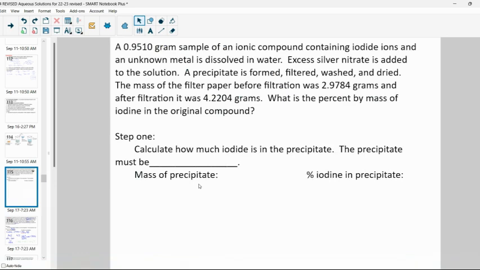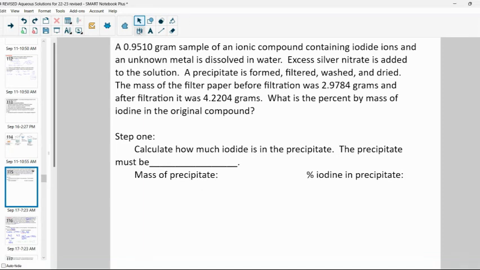A 0.9510 gram sample of an ionic compound containing iodide ions and an unknown metal is dissolved in water. Excess silver nitrate is added to the solution. A precipitate is formed, filtered, washed, and dried. The mass of the filter paper before was that, and the mass after was that. What is the percent by mass of iodine in the original compound? It seems overwhelming, but let's break it down step by step. If we ever saw this on an AP test or any kind of test, it would be broken up into many steps. The first step is, what is the precipitate that is being formed?